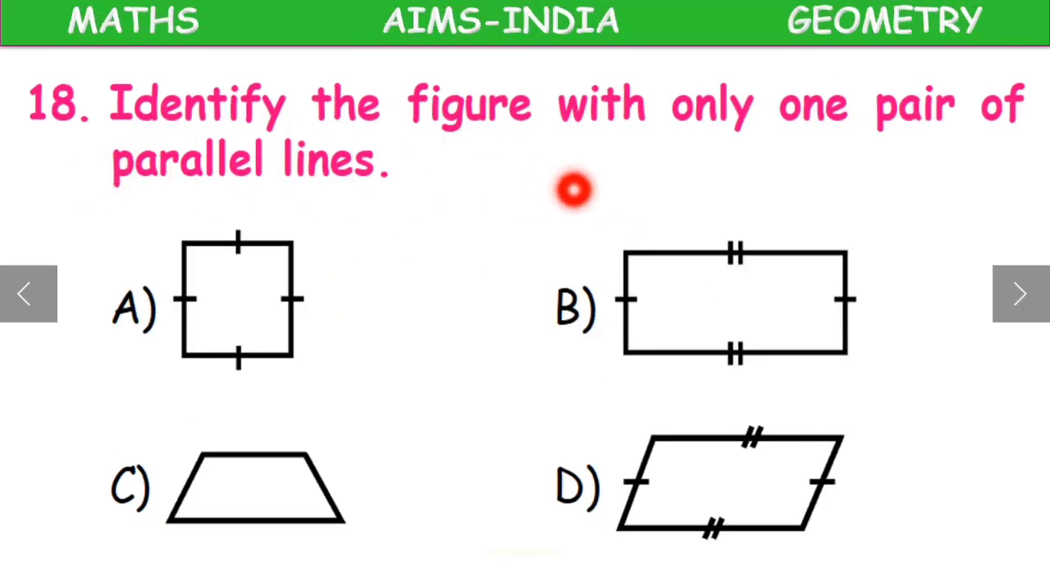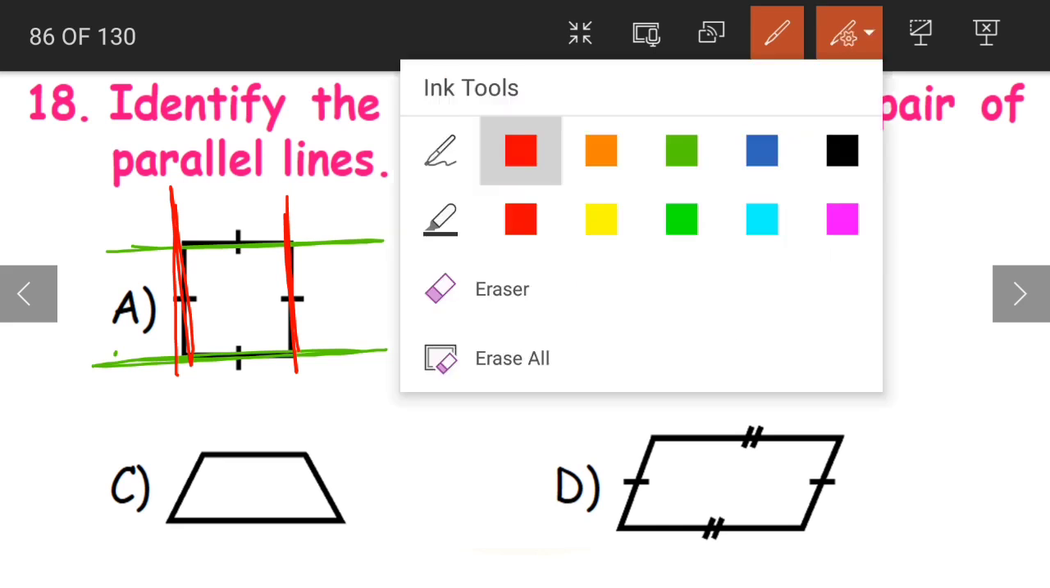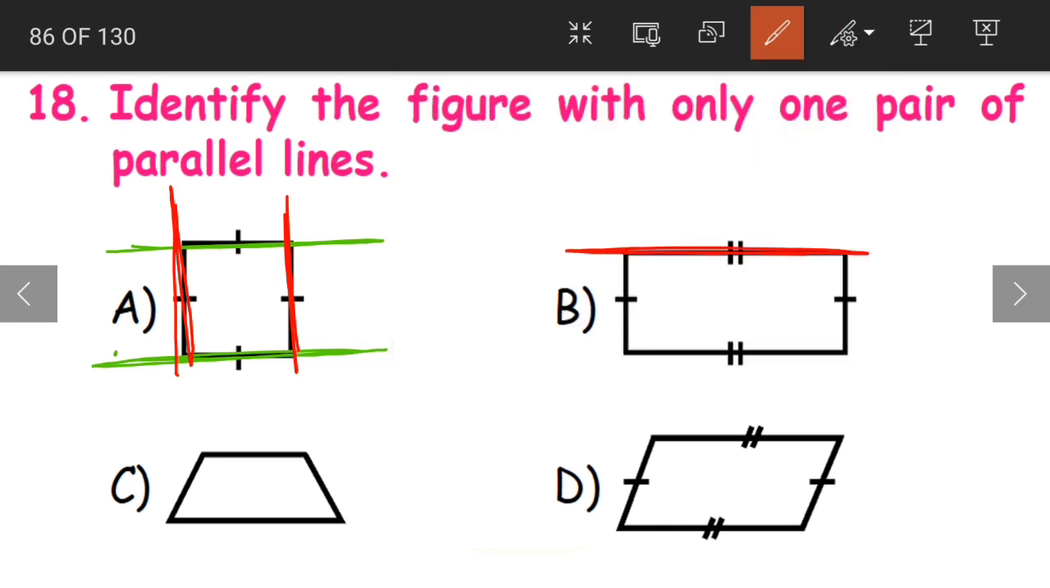Question 18. Identify the figure with only one pair of parallel lines, children. Only one pair of parallel lines. So again, see, if you look at option A, it is a square. This is one pair and this will be another pair of parallel lines. Now next, option B, this is one pair of parallel lines and this is another pair of parallel lines.